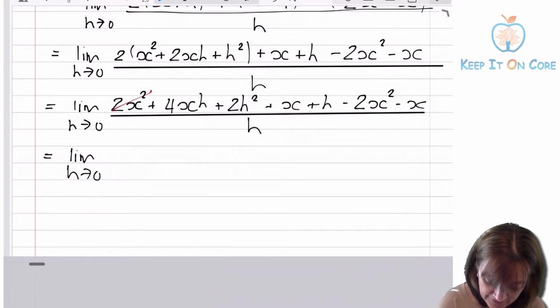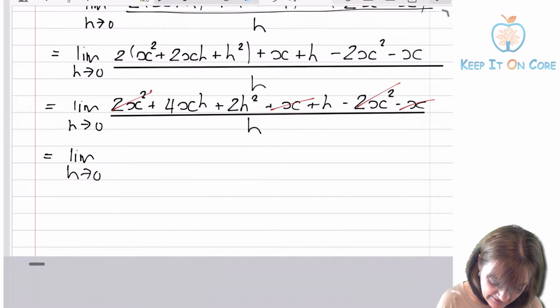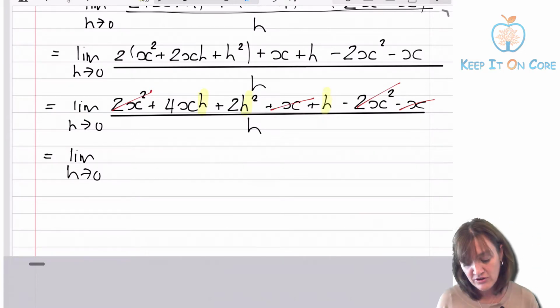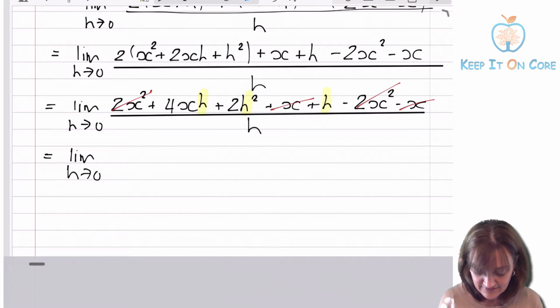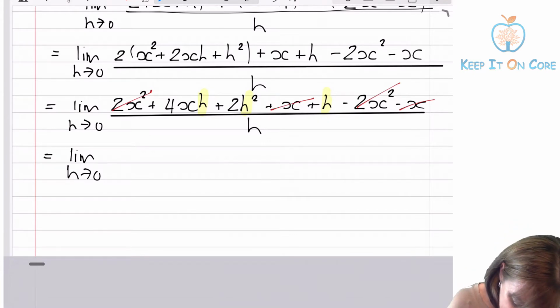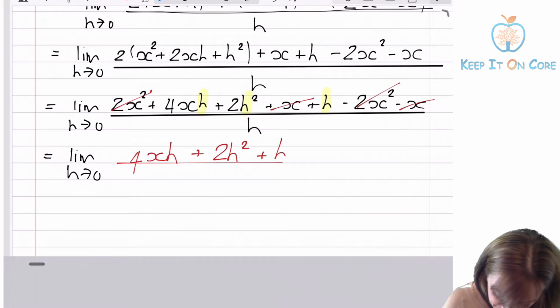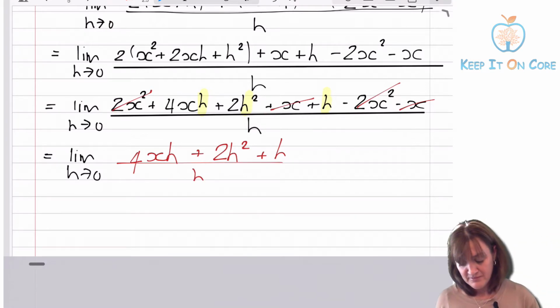So 2x squared is going to cancel with negative 2x squared. Positive x is going to cancel with negative x. Nothing else cancels, but can you see that that term has an h in it? That term has an h in it, and that term has an h in it. Every term has an h in it, so we know that that's what we're looking for. So basically this is what we've got: 4xh plus 2h squared plus h, all over h, is now what we have simplified this to.